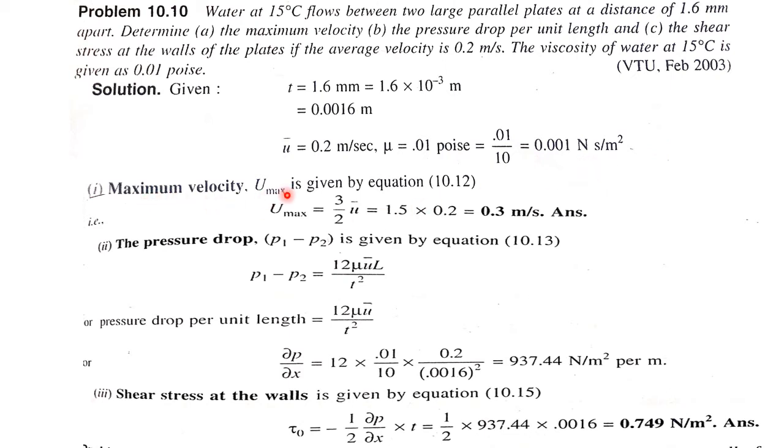So maximum velocity. We know the formula, that the ratio of maximum velocity to the average velocity is 3 upon 2.